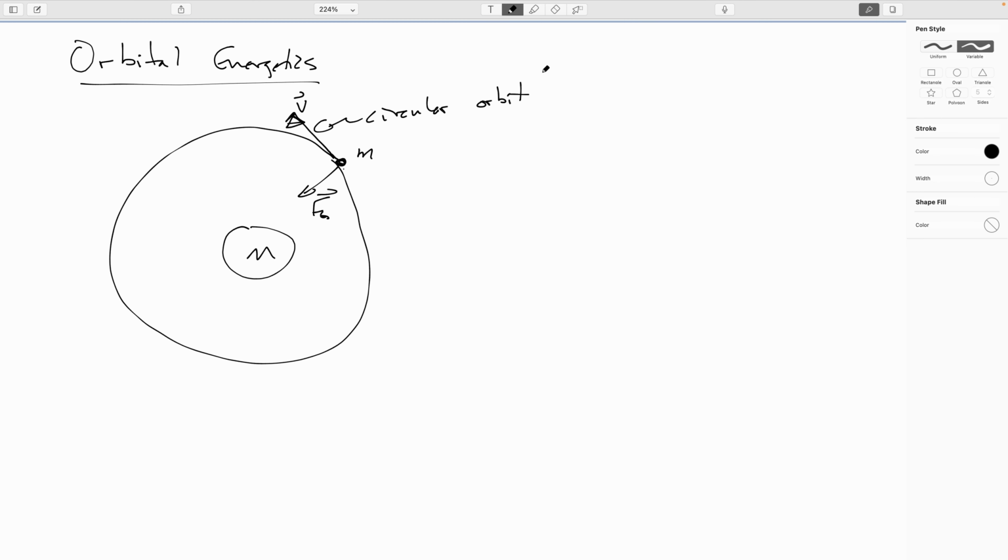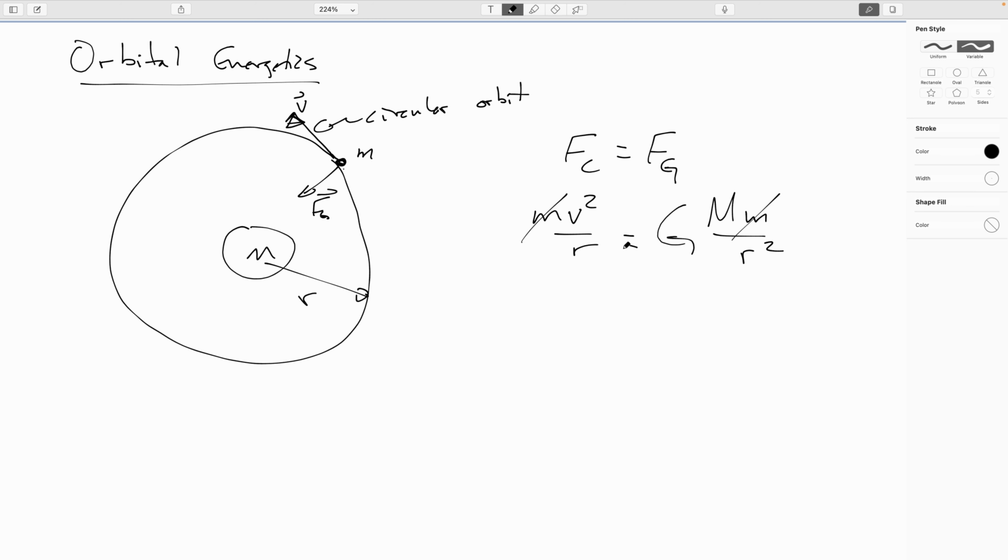So in this case here, we can identify that gravity is our centripetal force. Any centripetal force has to be equal to mv squared over r, where r is the radius of the orbit. And the force of gravity is GMm over r squared. So you can rearrange this. It doesn't matter what the mass of the orbiting thing is, and we lose one power of r.